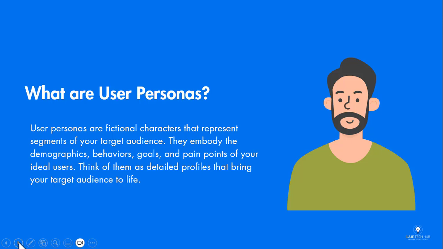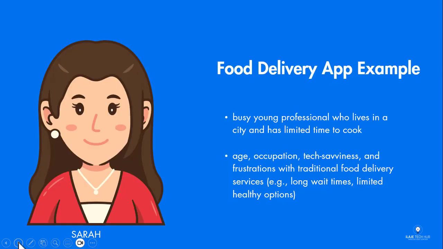Let's say, for example, you are designing a food delivery app. One of your user personas might be named Sarah, a busy young professional who lives in the city and has limited time to cook. Her profile will detail her age, occupation, tech savviness, and frustrations with traditional food delivery services, for example, long wait times, limited healthy options, and so on.